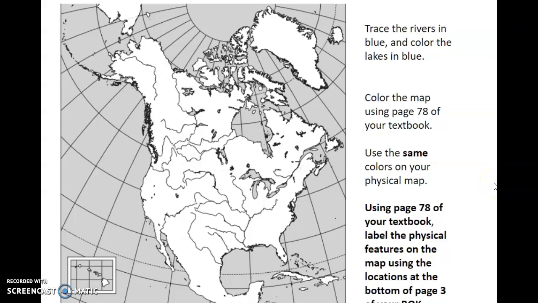All right, this is Mrs. Johnson talking to you about the physical features of North America. So let's see if my mouse is going to play nicely with me. Okay, you had several physical features to label on your map. I'm clicking.